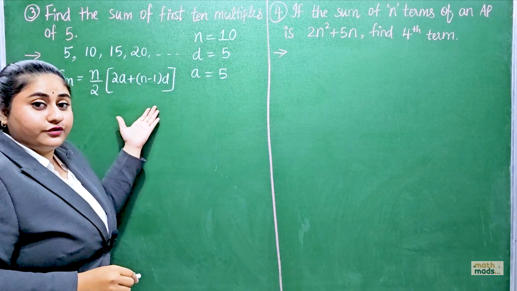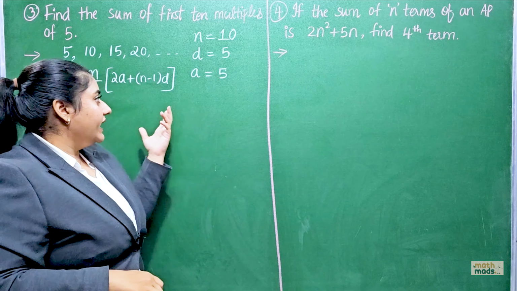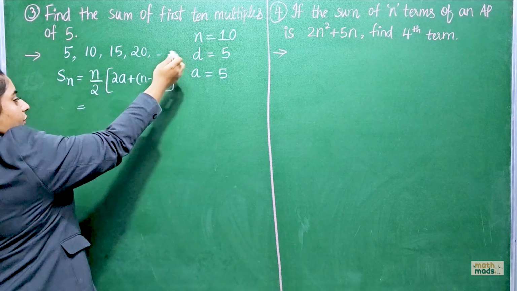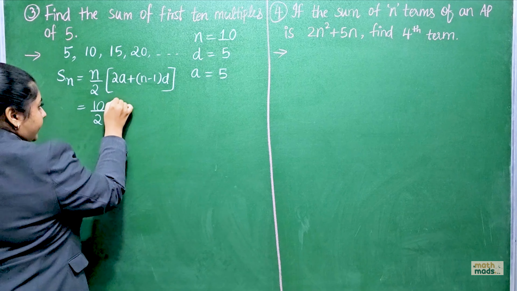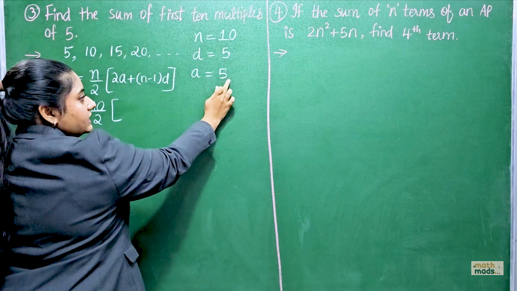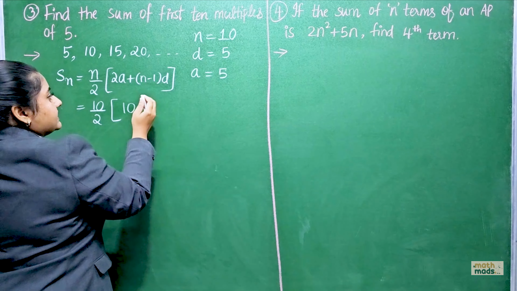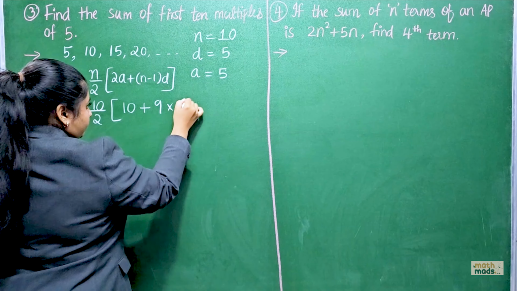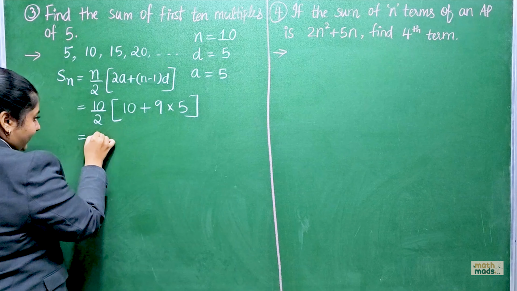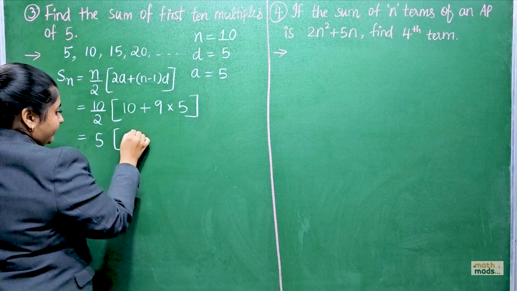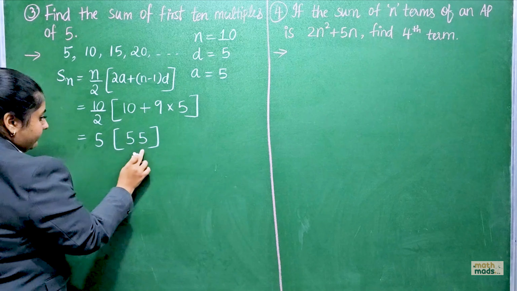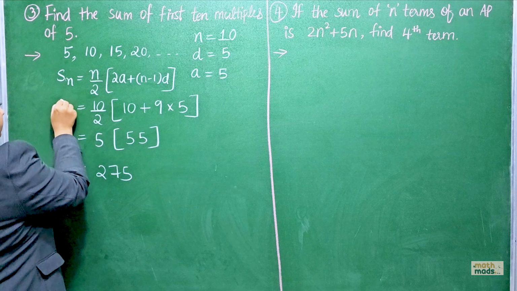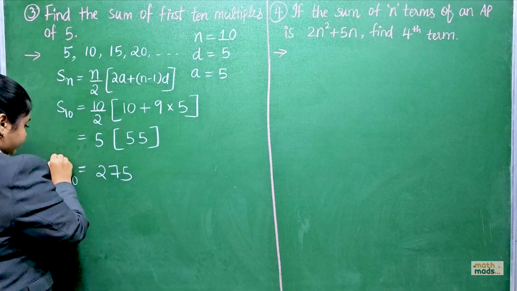I can either use this formula or I can use n by 2 into a plus l if you know the last term. Now let me use this. So n is equal to 10. Let me substitute 10 by 2 into 2a. A is 5, so 2a will be 10 plus n minus 1 will be 9 into d is 5. So further this will be 5 into 10 plus 45, that is 55. So 5 into 55 will give you 275. So that is the sum of first 10 multiples of 5.